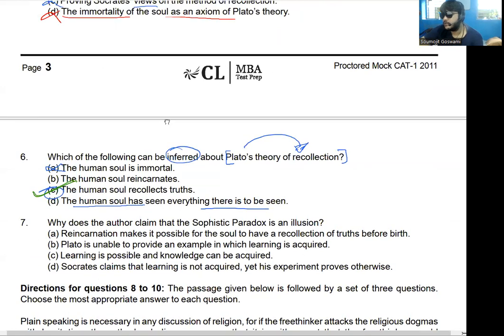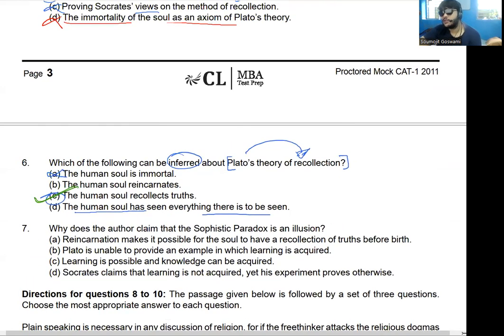Why does the author claim that sophistic paradox is an illusion? Let's look at the options. The first one says that reincarnation makes it possible for the soul to have a recollection of the truth before birth. Okay, wow. And that is the reason why the author claimed that sophistic paradox is an illusion.